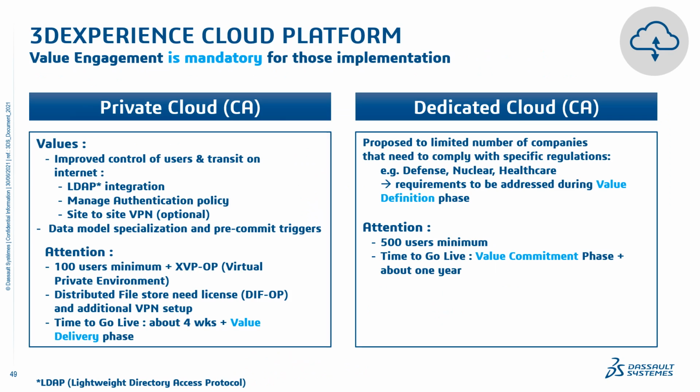So, private cloud allows more control over the authentication policies and can allow to enforce network control. What's to be noticed is that the contract can be signed only with a minimum number of users of 100. Please don't forget that a specific role is attached to the private cloud. It's called XVP-OP. This is the one that will be agreed by R&D after review of the value engagement deliverables. About time to go live, it's about 4 weeks for private cloud to be accessible to the customer, plus the value delivery phase to start production.